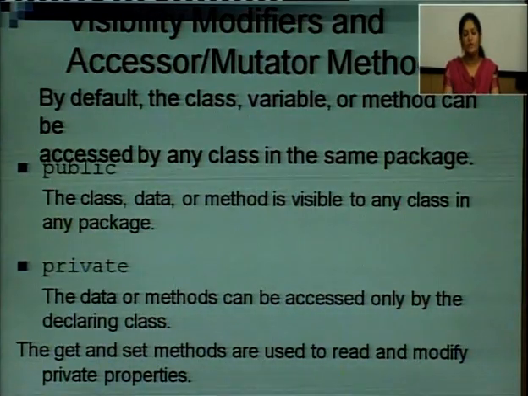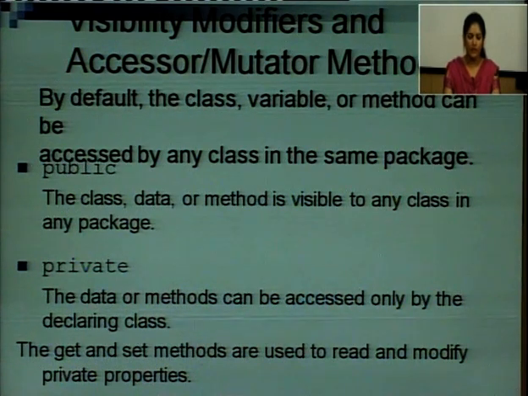The third modifier, which is not discussed in this PPT, is the protected modifier. It is also an access specifier, and it is always used in the case of inheritance. If you are declaring a class protected, or the variables or the methods of a class protected, that means that class and the variables and methods of that class will be visible in the inherited class. So, these are the visibility modifiers.